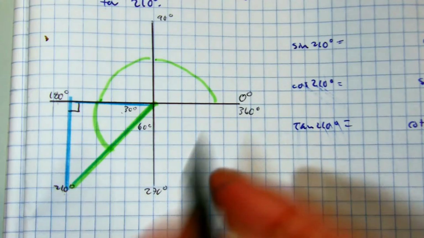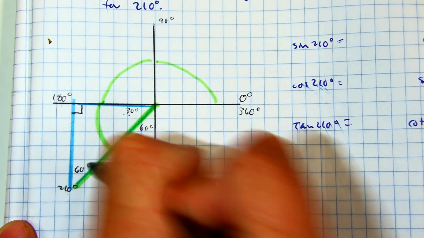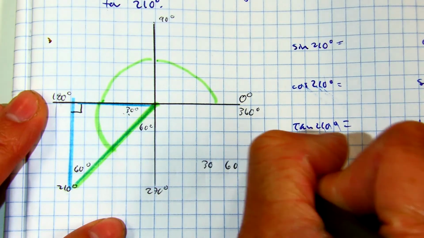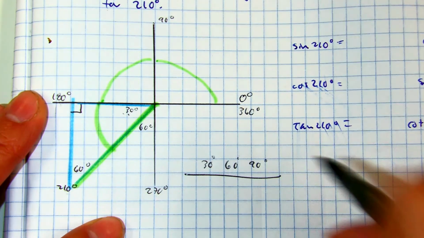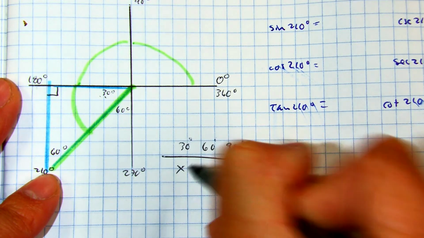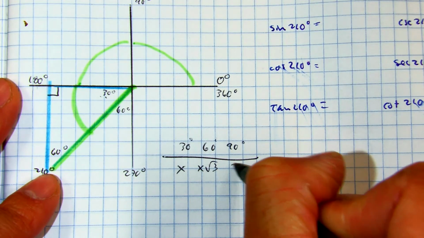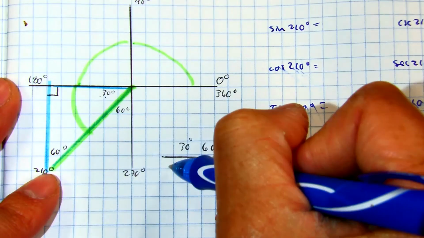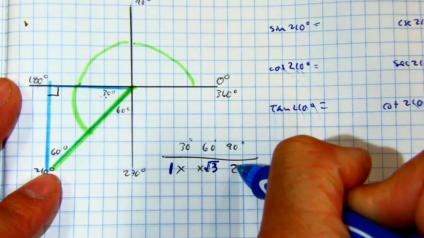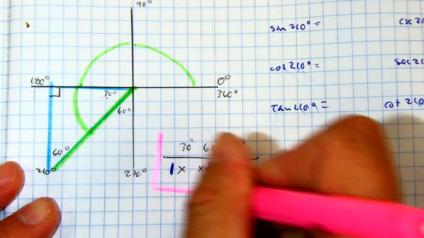So class, what kind of triangle do we have? 30, 60, 90. Rochelle, tell me the formula for 30, 60, 90s. So I'm going to highlight that this is a 1, radical 3, and a 2. Put this on your formula sheet. Memorize it. This will always be the case.